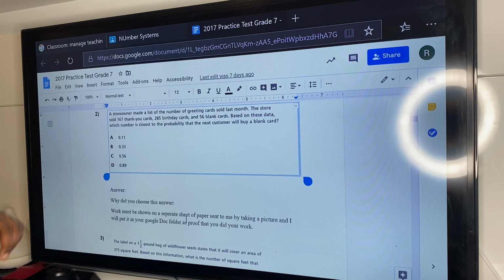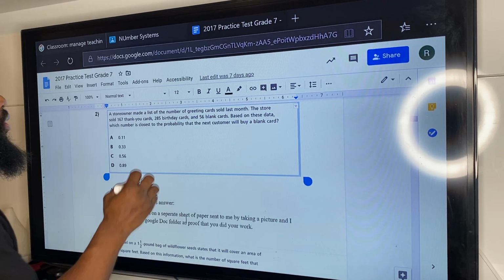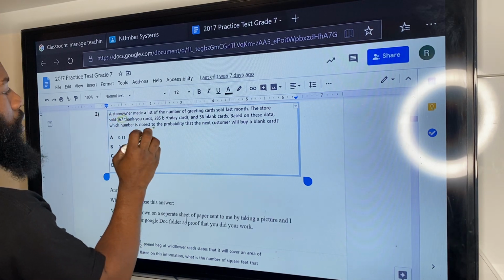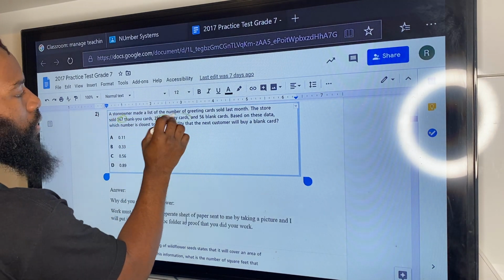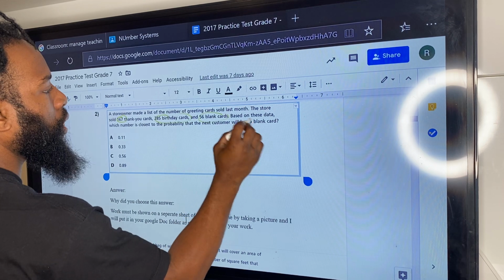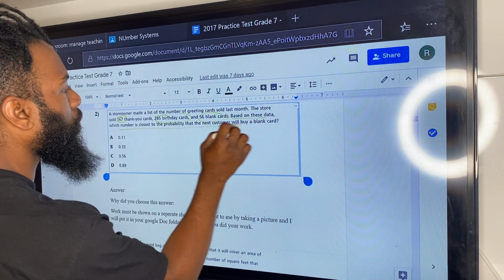Alright, so the store owner made a list of number greeting cards sold last month. The store sold 167 thank you cards, 285 birthday cards, and 56 blank cards. Based on the data, which number is closer to the probability of the next customer will buy a blank card? So we have Q's method, right? 167 thank you, 285 birthday, 56 blank cards, and this is the question, right?